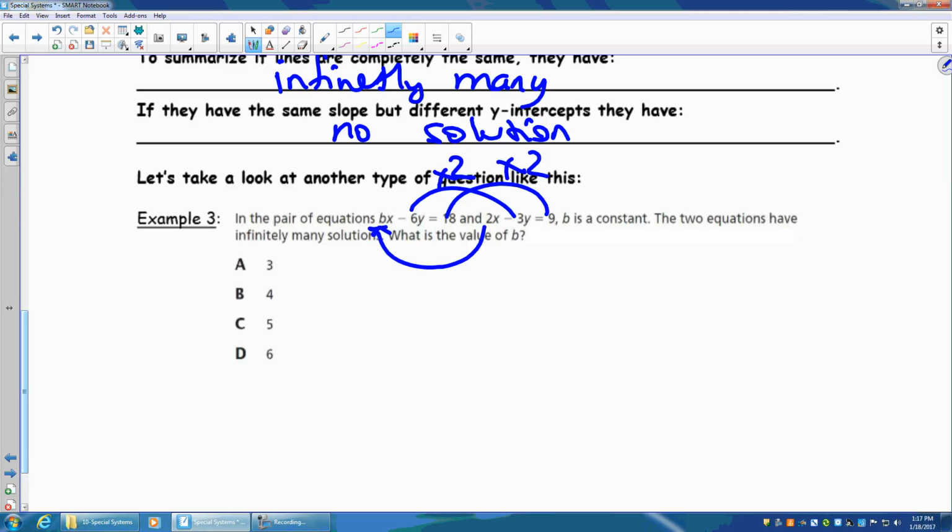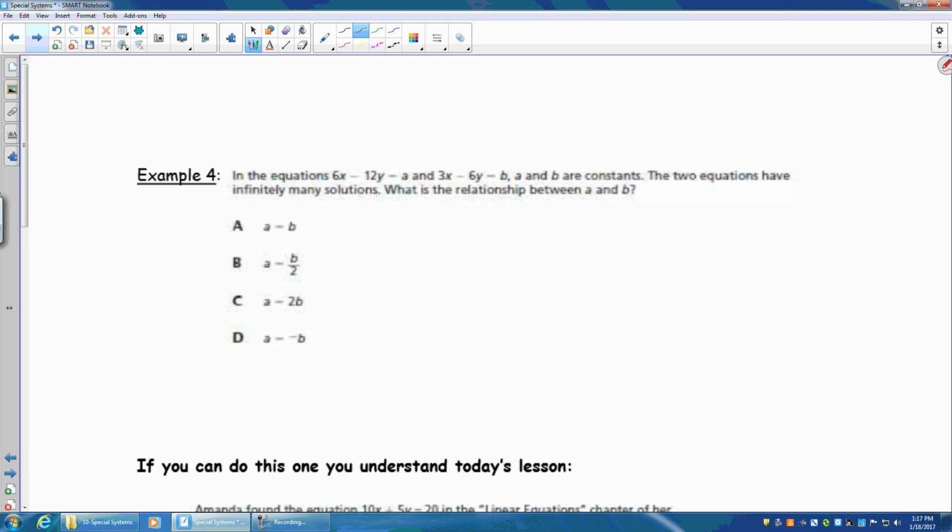Well, if these two are both 2, wouldn't it make sense to multiply this one by 2 as well? So what is 2 times 2? 4. B. And again, feel free to check it if you really wanted to. We're not going to waste the time to do that here. So on the next page, example 4, it's the same exact type of question. We're almost done. Last page.